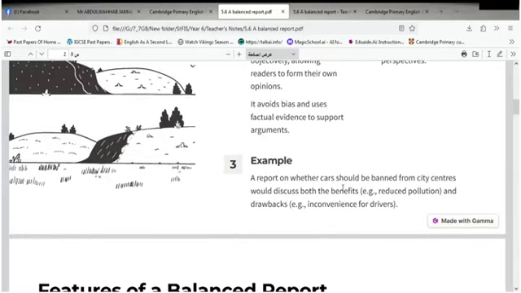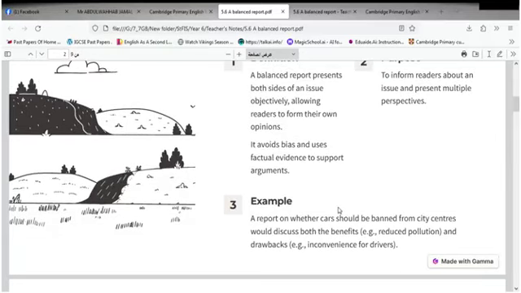A report on whether cars should be banned from city centers would discuss both benefits, for example reducing pollution, and drawbacks, for example inconvenience for drivers. So I have people who wish to ban cars from going to the city center. And on the other hand, I have other people who want to go to the city center. They have work, they have a job, they have interest to go there. So now we have an argument. We have a controversial point of view.